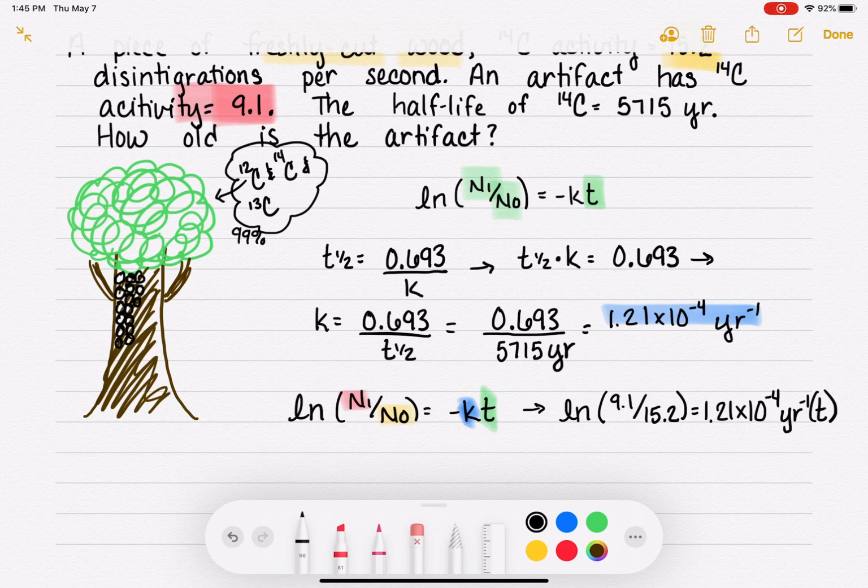9.1 divided by 15.2, take the natural log of that. We get negative 0.513, and that is equal to negative 1.21 times 10 to the minus 4 times t. I think I lost my negative sign. There's my negative, bring my negative sign back. Now we're just solving for time t. So this time is 4,240-ish years. That is the age of this artifact.